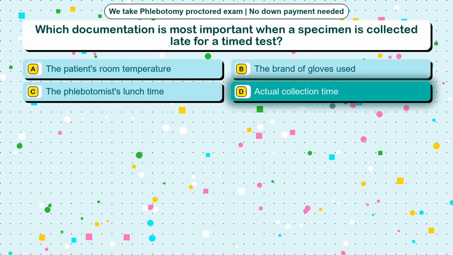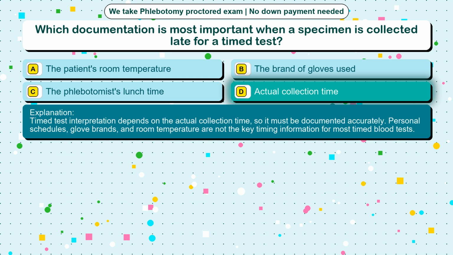Actual collection time. Timed test interpretation depends on the actual collection time, so it must be documented accurately. Personal schedules, glove brands, and room temperature are not the key timing information for most timed blood tests.